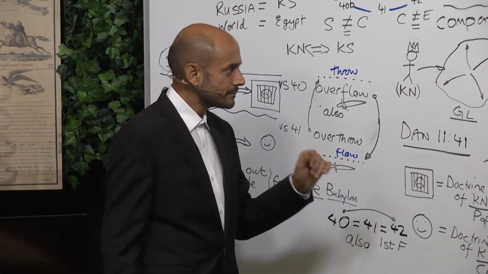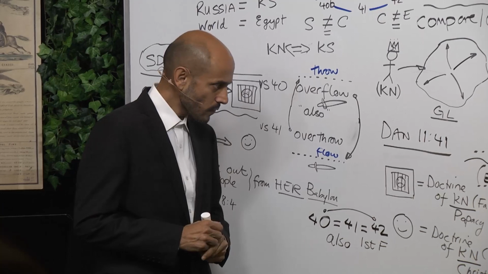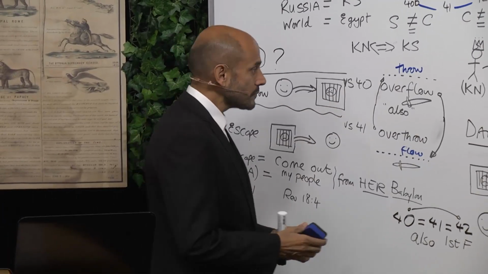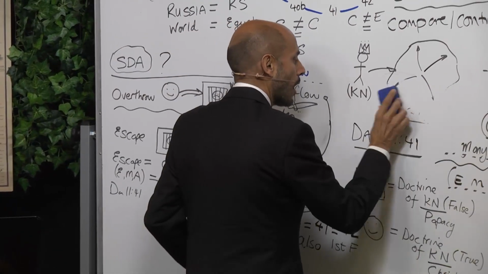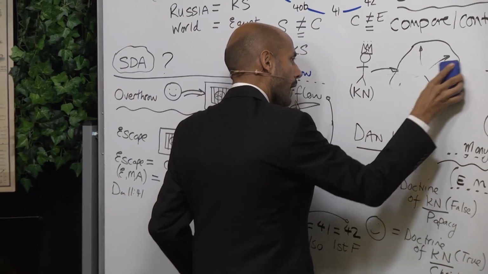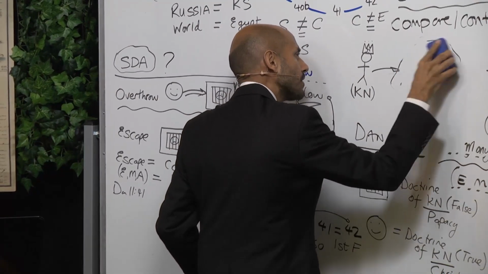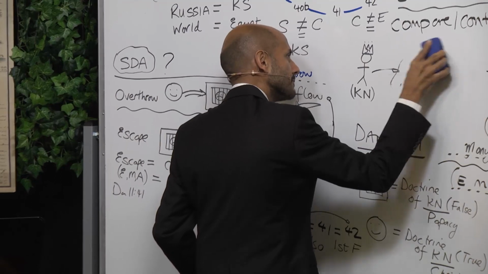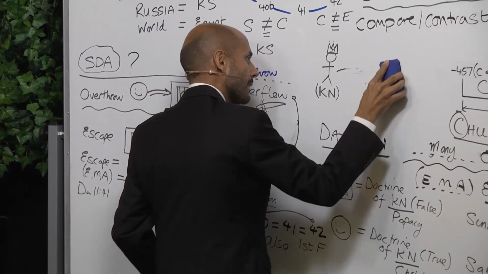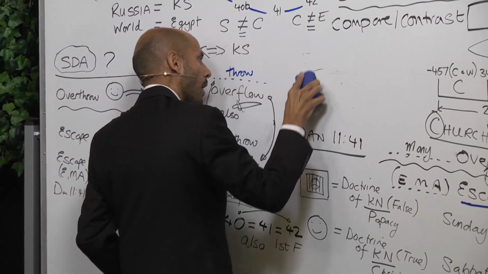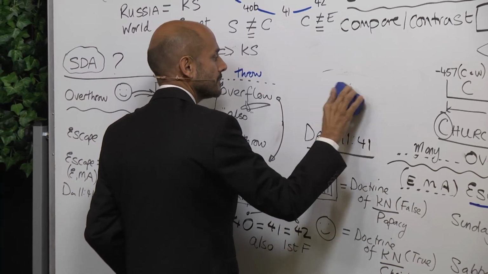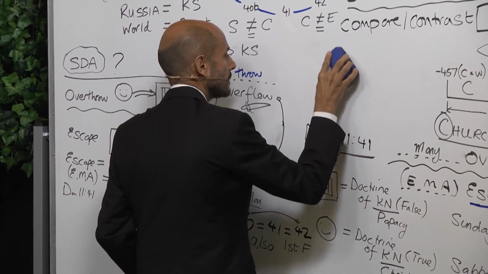Then we started looking at verse 41. And when we looked at verse 41, we saw that there were two groups. One group are overthrown and one group escape.